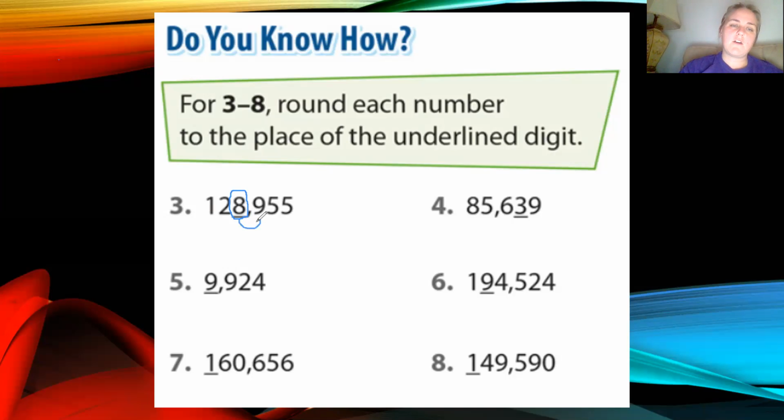I'm going to draw my arrow next door. I know if it's 5 or more, I let it soar. If it's 4 or less, I let it rest. But this one is 5 or more, so I know my new answer is going to be 129,000. And then remember, everything after the number that you have rounded all becomes zeros. Easy peasy. All right, let's look at the next one.